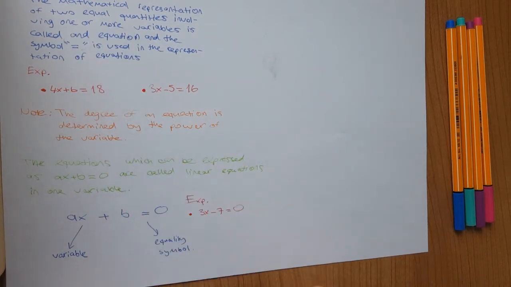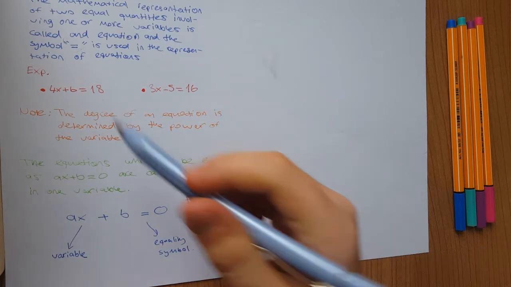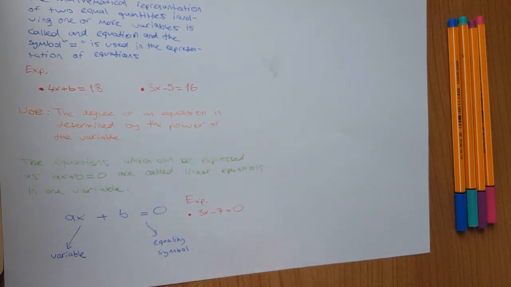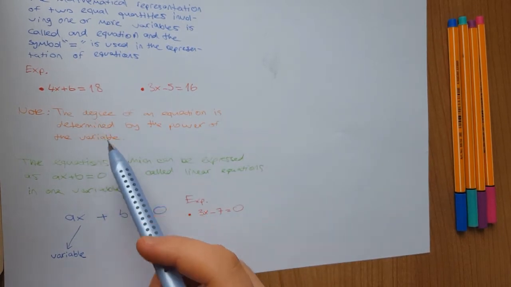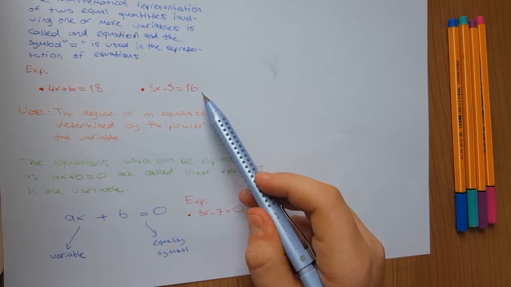The mathematical representation of two equal quantities involving one or more variables is called an equation. And the equals symbol is used in the representation of equations. For example, 4x plus 6 equals 18 and 3x minus 5 equals 16.